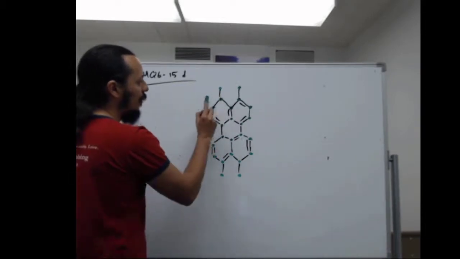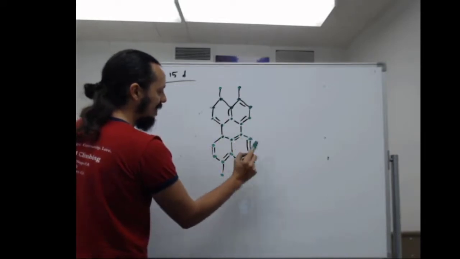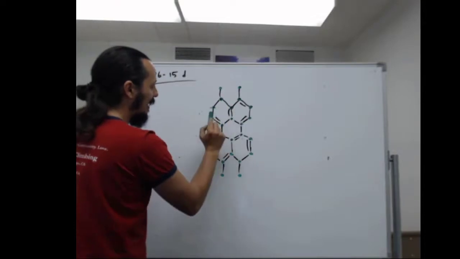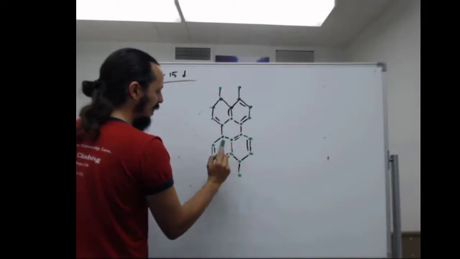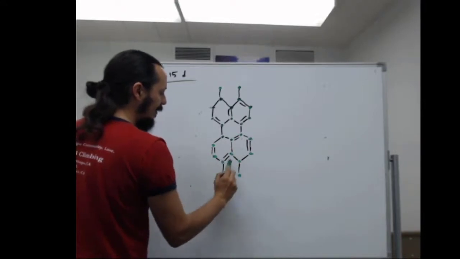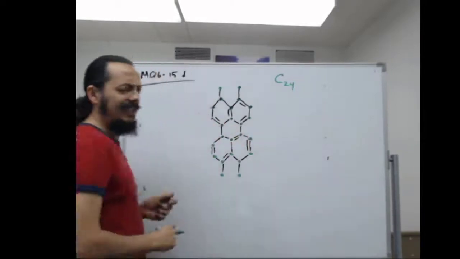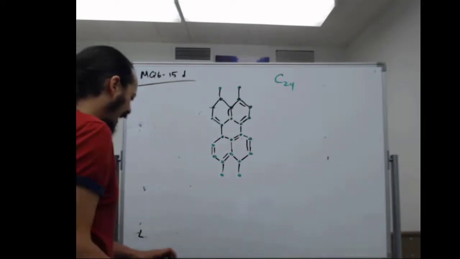1, 2, 3, 4, 5, 6, 7, 8, 9, 10, 11, 12, 13, 14, 15, 16, 17, 18. Oh, I messed up. 1, 2, 3, 4, 5, 6, 7, 8, 9, 10, 11, 12, 13, 14, 15, 16, 17, 18, 19, 20, 21, 22, 23, 24. C24. Okay, that was a lot. Okay, now I was just checking the chat.